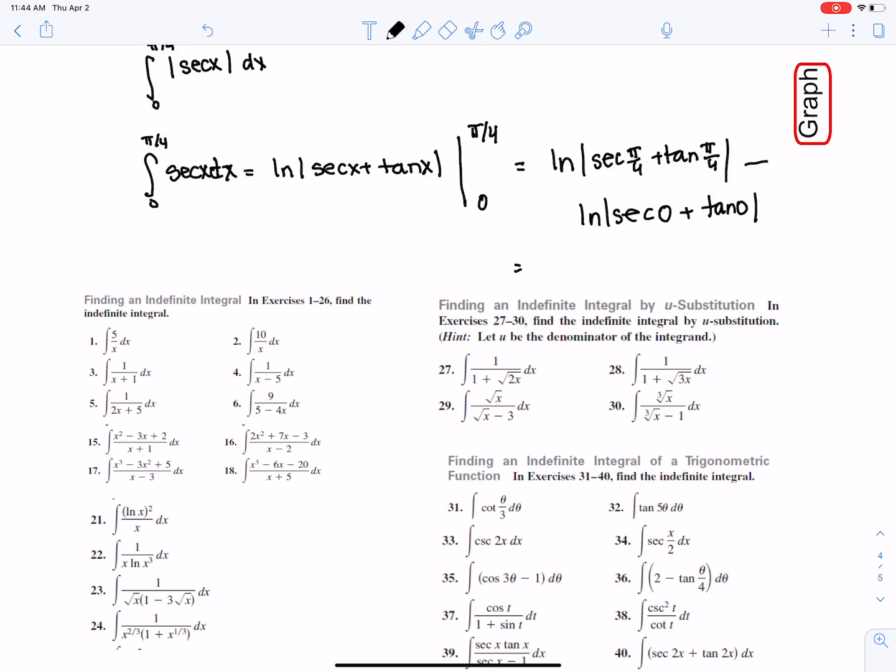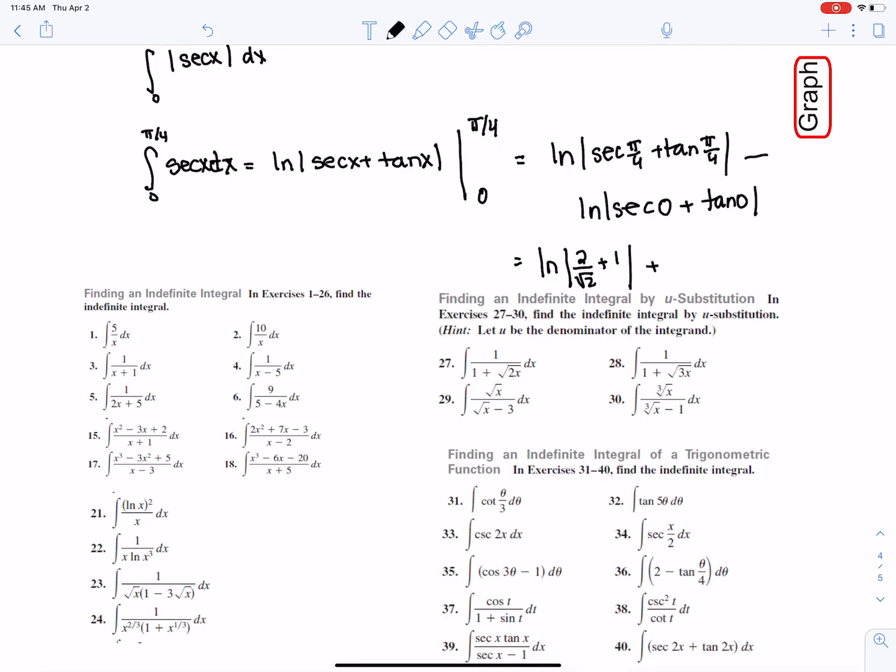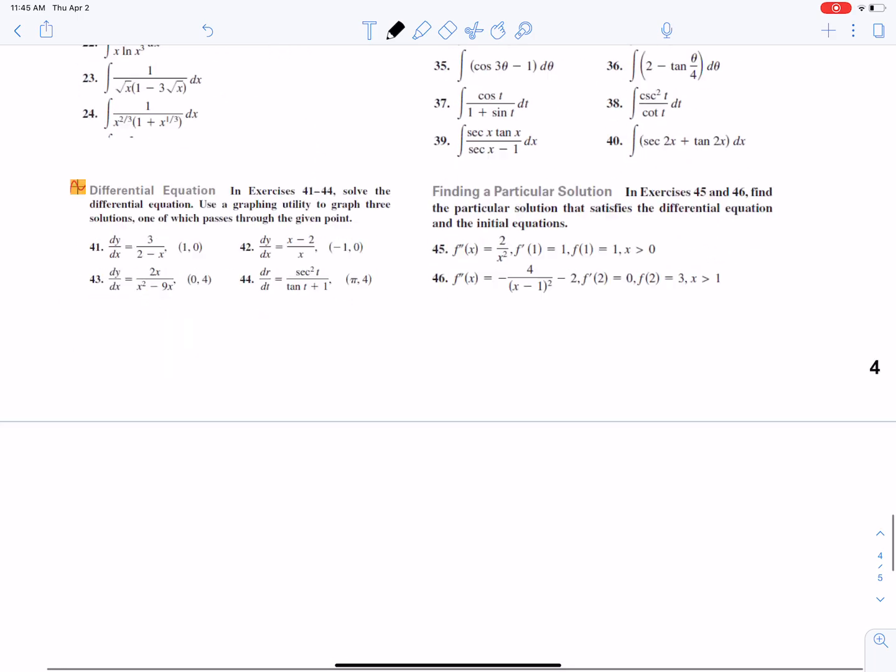And then secant of pi over 4, cosine of pi over 4 is root 2 over 2, so secant would be 2 over root 2. Tan of pi over 4 is 1. Minus, secant of 0 is 1, and tan of 0 is 0. And the nice thing is ln of 1 is 0. So this just finally works out to ln of 2 over root 2 plus 1, and there we have it.